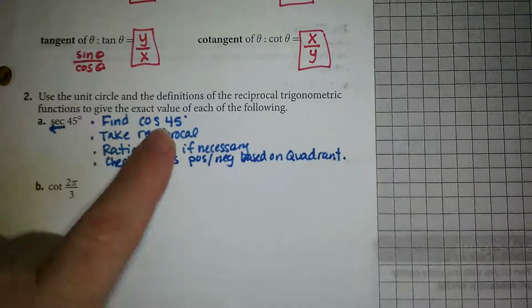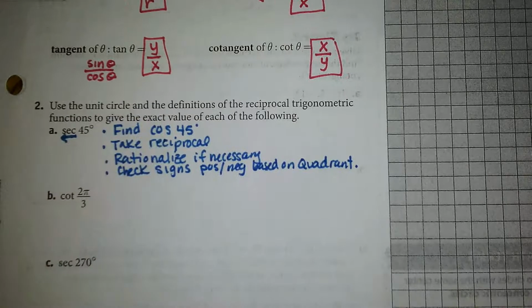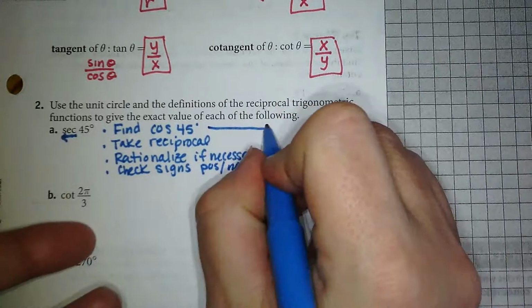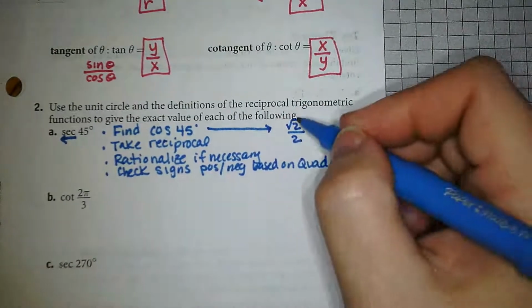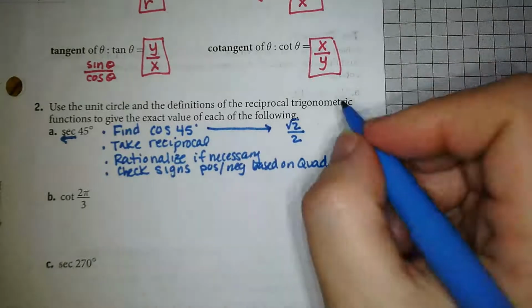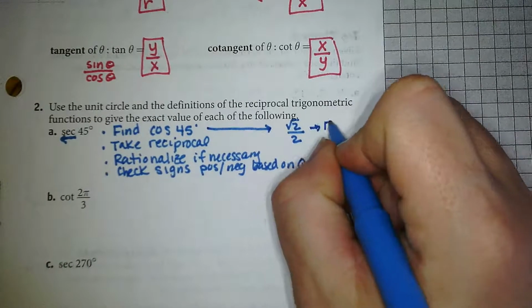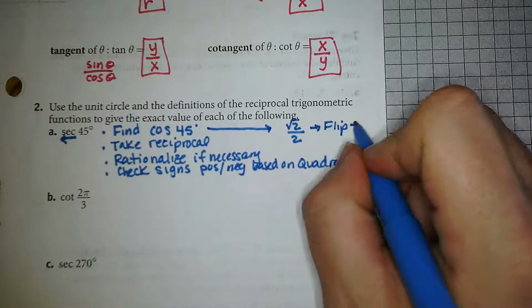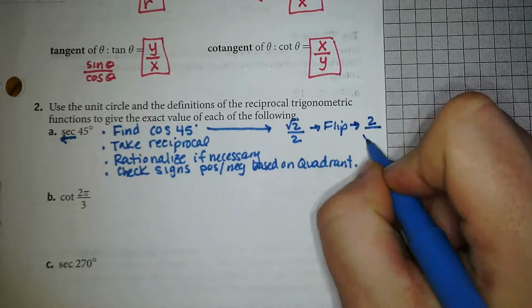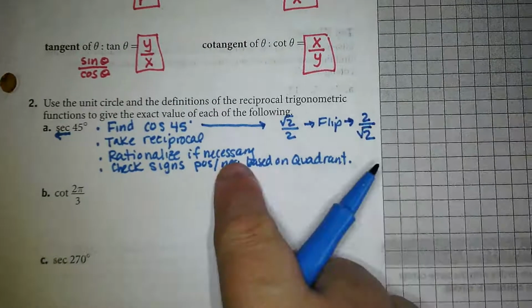Okay, so cosine of 45 now. Ms. Meek hopefully went over all the special angles with you. So cosine of 45 is radical 2 over 2. So what I need to do with this then is flip it to get the secant. So that's 2 over radical 2. And then I need to rationalize it.